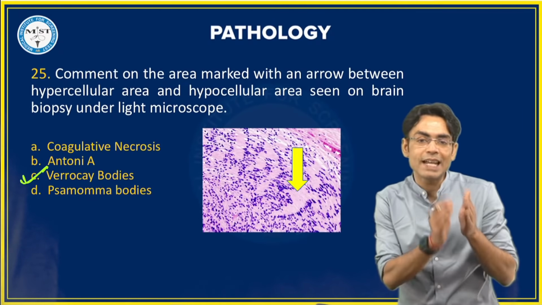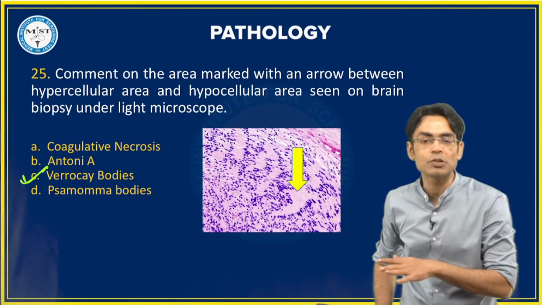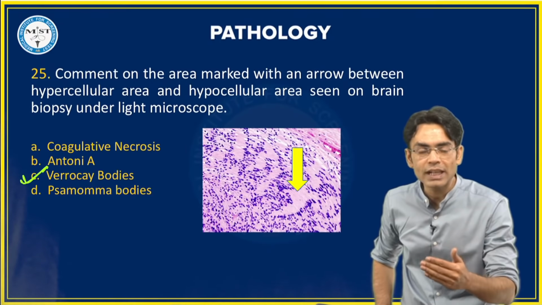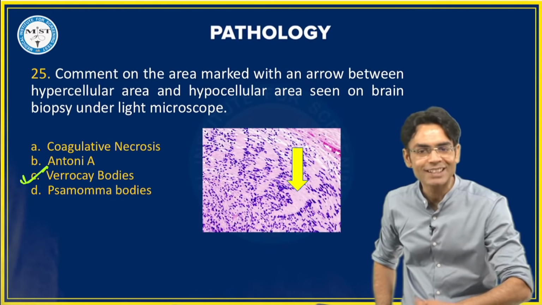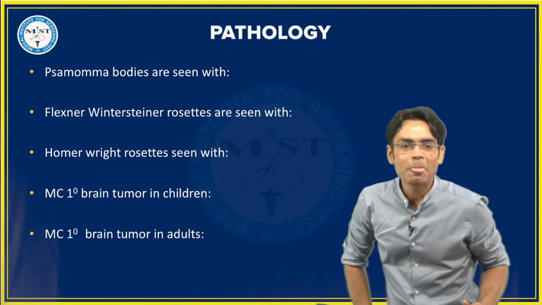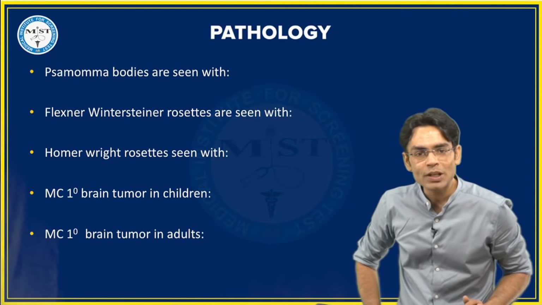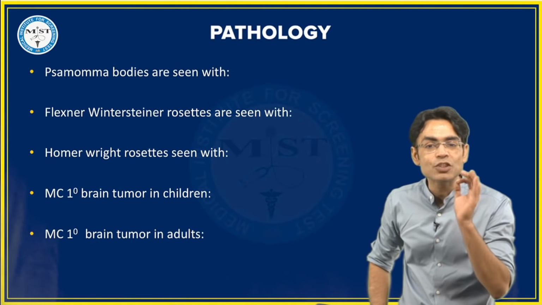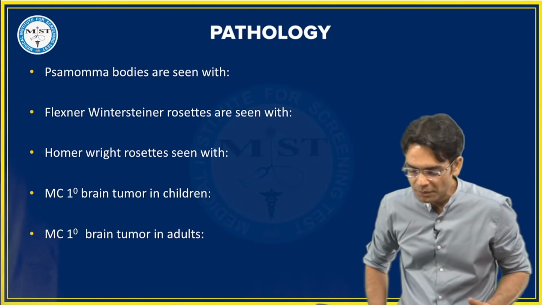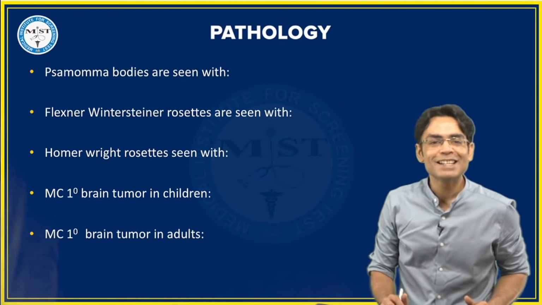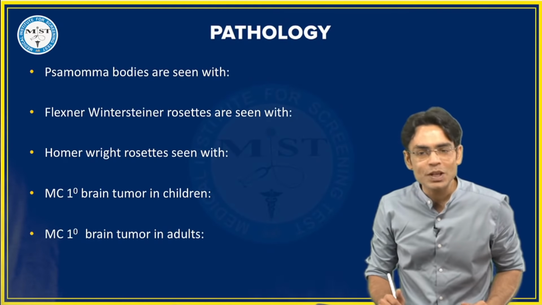Verocay bodies are the area between the hypercellular and the hypocellular area. The hypercellular area is called Antoni A and the hypocellular area is called Antoni B. Last slide. Psammoma bodies. Beta, psammoma bodies with which brain tumor, if we talk about brain tumor? Quickly give me the answer for this. The last slide for the day. Psammoma bodies are seen with which brain tumor?